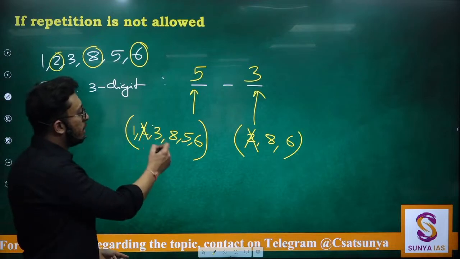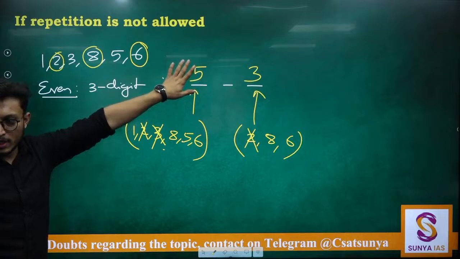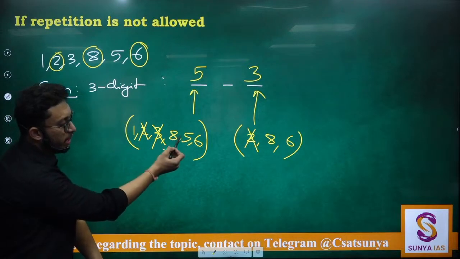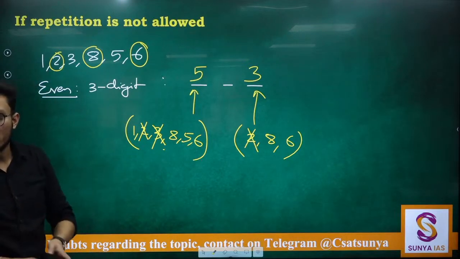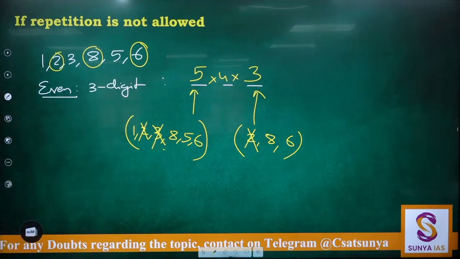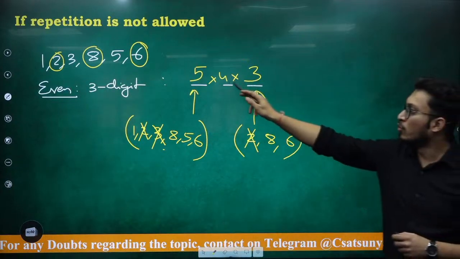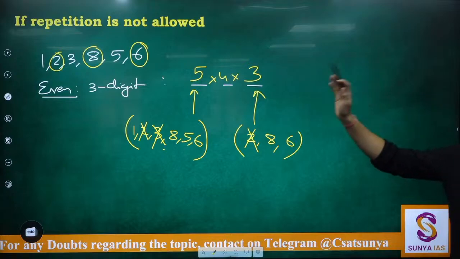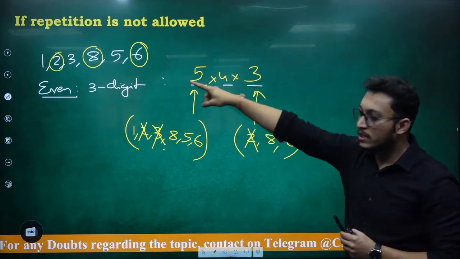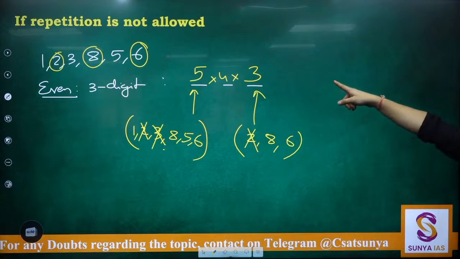Let's say you filled a 3 here. How many options are left here? 4 options. 1, 8, 5 or 6. So you are left with only 4 options here. So in total, these many numbers can be formed. Is this clear? Why I am writing 4, 5 and 3 here? These are the number of ways in which I can fill the digits here. These are not the actual digits. ठीक है ना? Is anyone still confused?